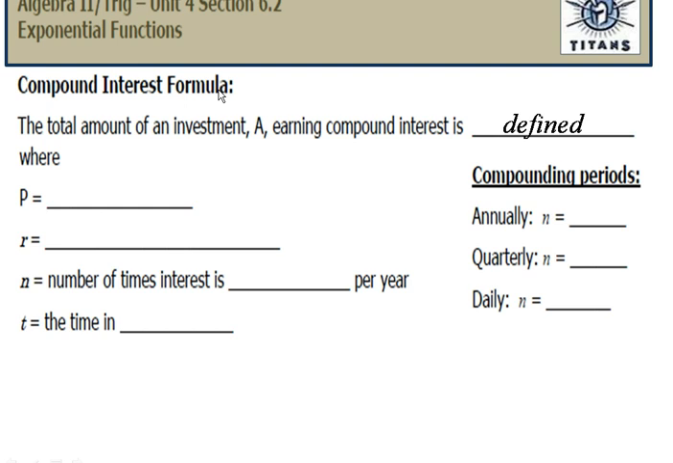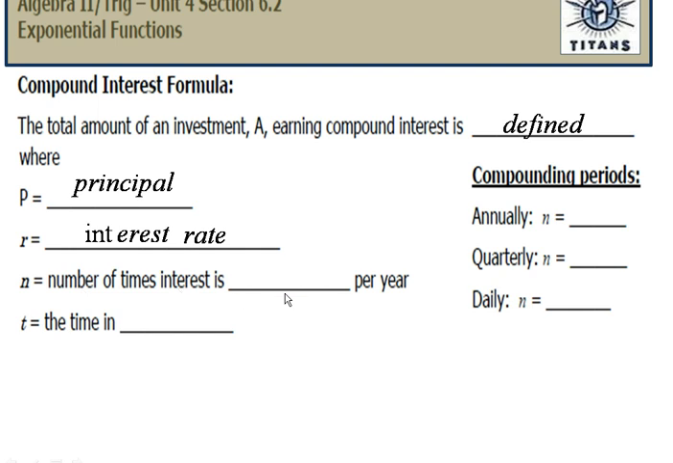Alright, so the compound interest formula. The total amount of an investment A earning compound interest is defined by a formula where P is the principal. The principal is the amount of money that you're putting into the account at the beginning, whether you're borrowing money or investing in something. R stands for your interest rate, and just like in the other example, we change that interest rate, which is usually a percent, into a decimal by dividing by 100.